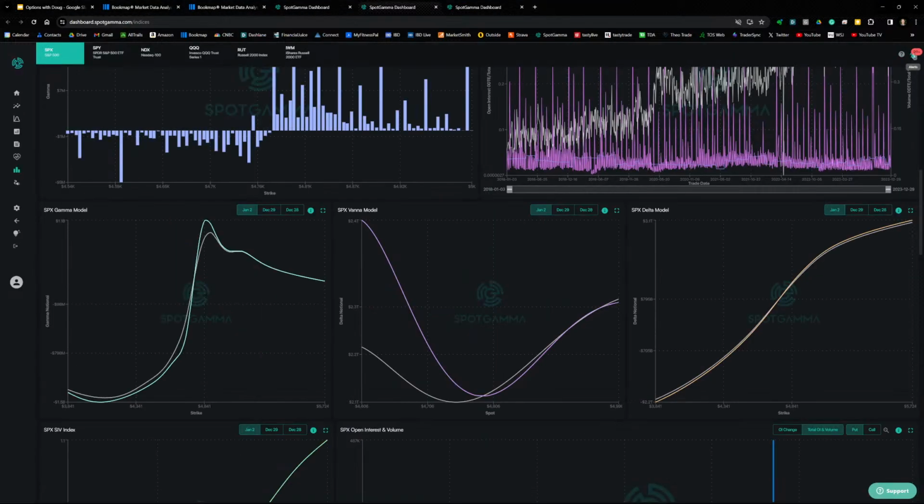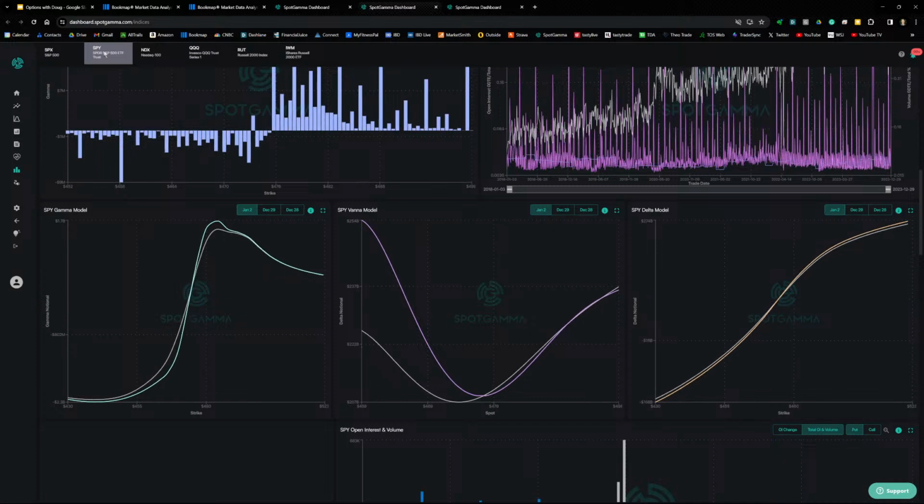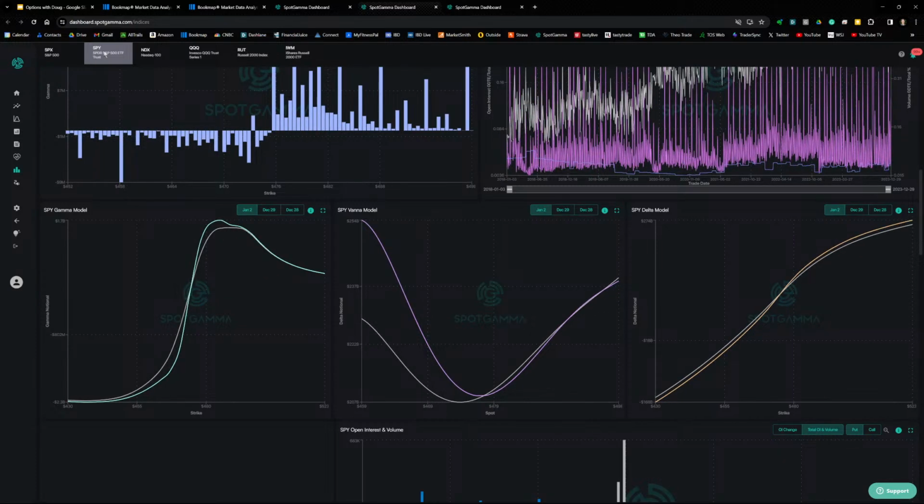Let's take a quick look at SPY. The reason I look at this is it gives me a sense of how market makers may react to changes in price and implied volatility. So here's SPY. SPY currently trading right around 472. Also on this left portion of the curve.